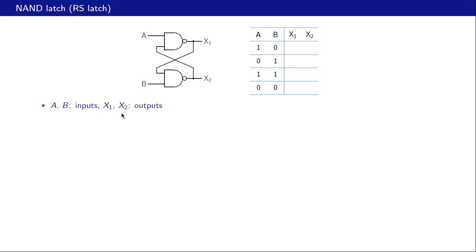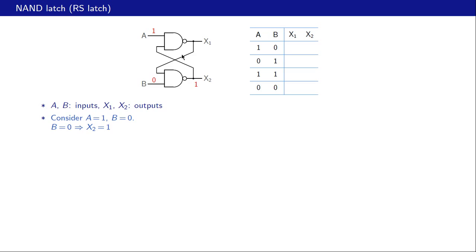And now we want to prepare a table of the inputs and the outputs. Let us start with A equal to 1 and B equal to 0. So we have 1 here and 0 here. And we don't know what the other input of this gate is yet. But we do know that if this is 0, then X2 is going to be 1, because any one input of a NAND gate being 0 implies that the output must be 1. So we can say that X2 is 1.